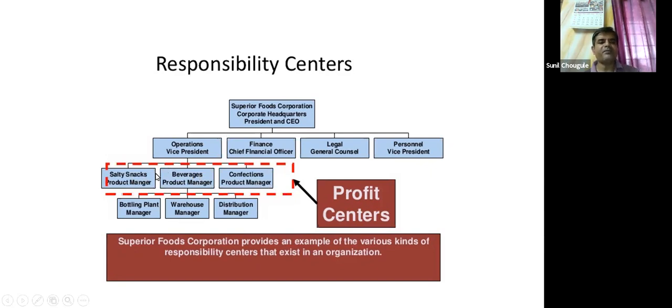How come they are profit centers? Because these are the products which will sell in loose quantity, in wholesale quantity, and they will generate profit. All these products have to generate profit when they are sold in the market. This is why the profit centers are called salty snacks, beverages and confections.